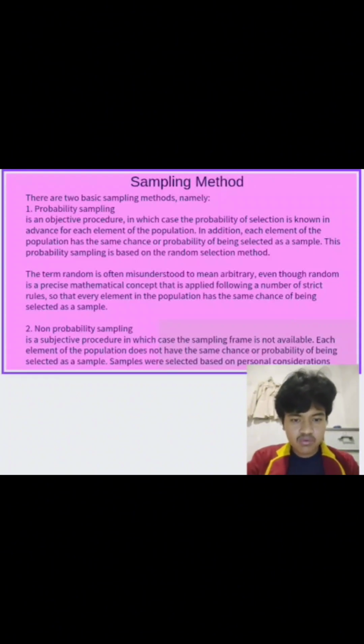2. Non-probability sampling is a subjective procedure in which case the sampling frame is not available. Each element of the population does not have the same chance or probability of being selected as a sample. Samples are selected based on personal consideration.